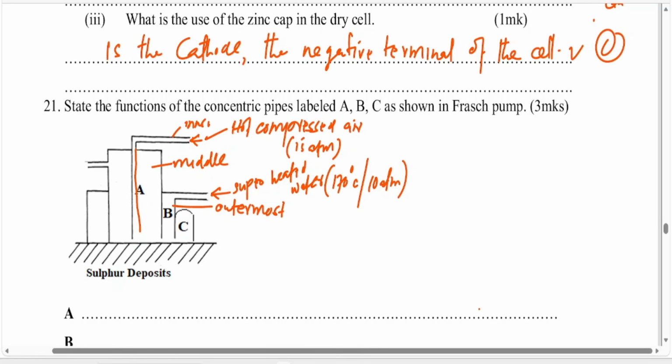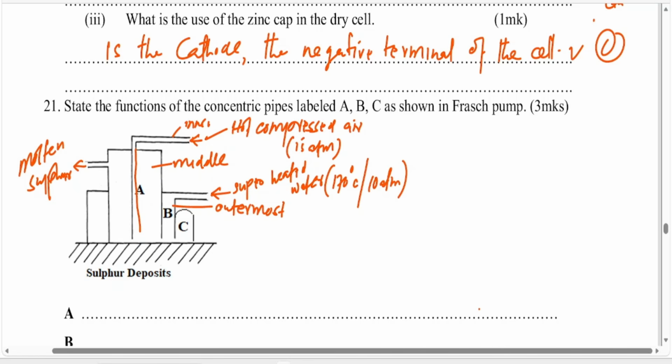Then through the middle pipe, we have molten sulfur coming through it. So we have molten sulfur that comes through the middle pipe. The method that we use here, we call it the Frasch process, and it's based on the low melting point of sulfur, which ranges between 113 to 119 degrees Celsius.